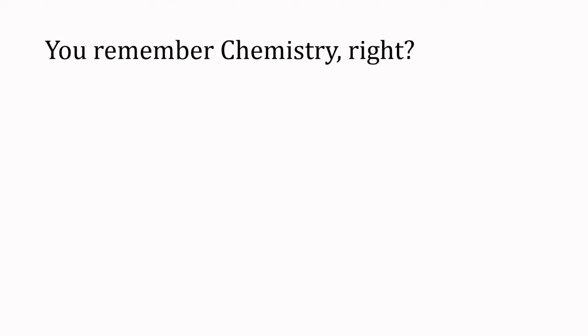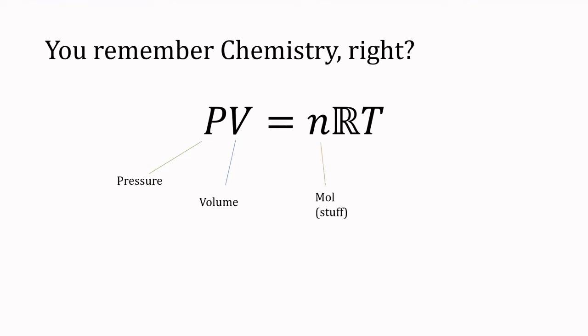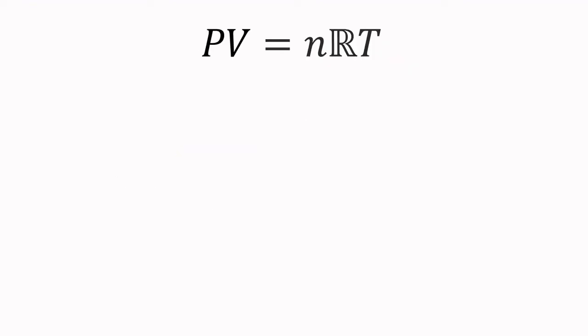You remember chemistry, right? In chemistry, we have a little law called the ideal gas law. It relates pressure P, volume V, moles n, which is the stuff in a given area, R, which is a constant, and the temperature of the gas T. If you've taken chemistry, you're likely familiar with some of the applications of a law like this, but have you ever wondered what it really means? I mean, what even is pressure times volume? For the time being, we're going to ignore that nRT stuff. What we really care about is pressure and volume.